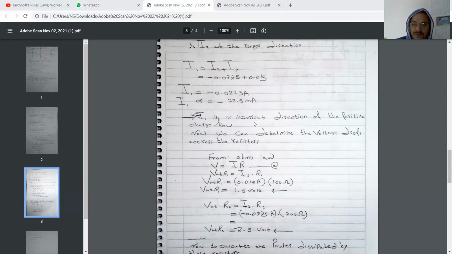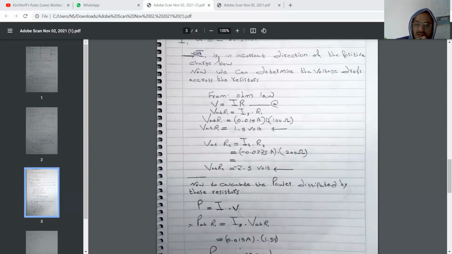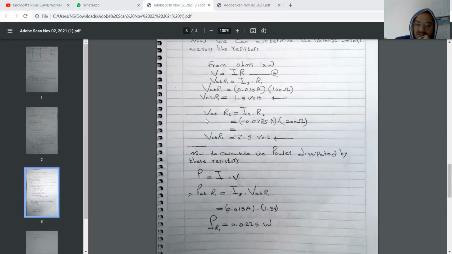positive charge flow. Now we can determine the voltage drops across the resistances. We have two voltage drops, at resistance 1 and 2. By using Ohm's law, that will be easy, because the voltage at resistance 1 equals I3 times R1, that means 1.5 volt, and the voltage drop at resistance 2 equals I2 times resistance 2, which was 200 ohm, equals minus 7.5 volt.